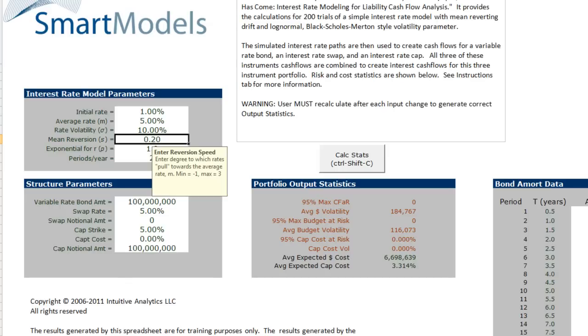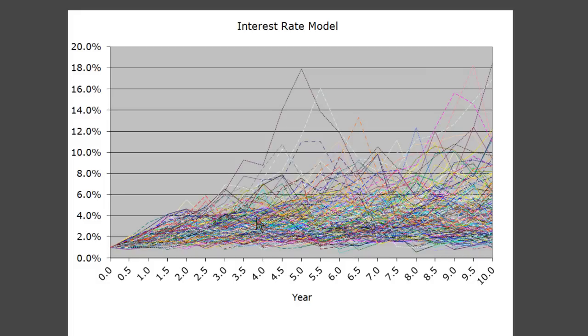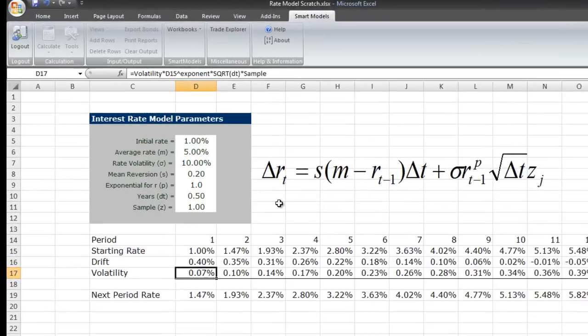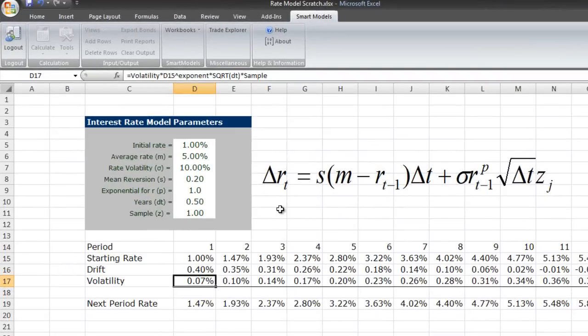If we go back to our inputs and put something closer to a short rate volatility, call this 40%, well, now our rate chart has some rates getting up almost 18%. So how do we calculate this volatility term? Well, we just follow the recipe in the formula.